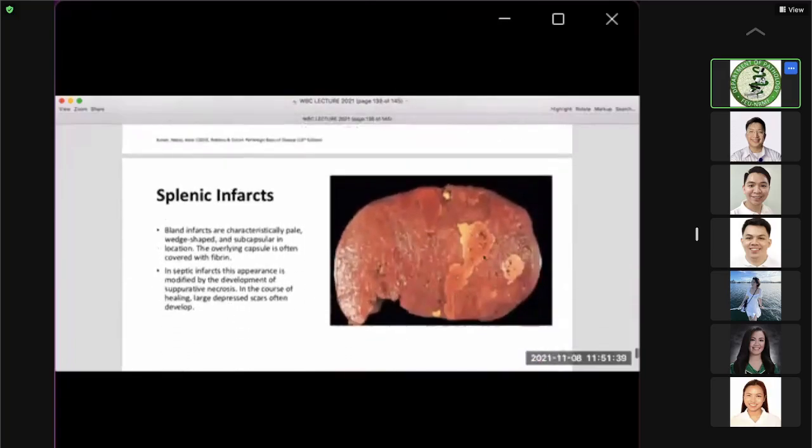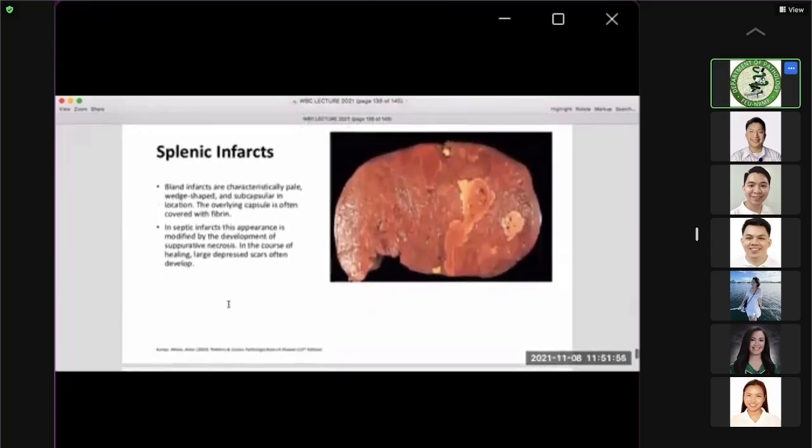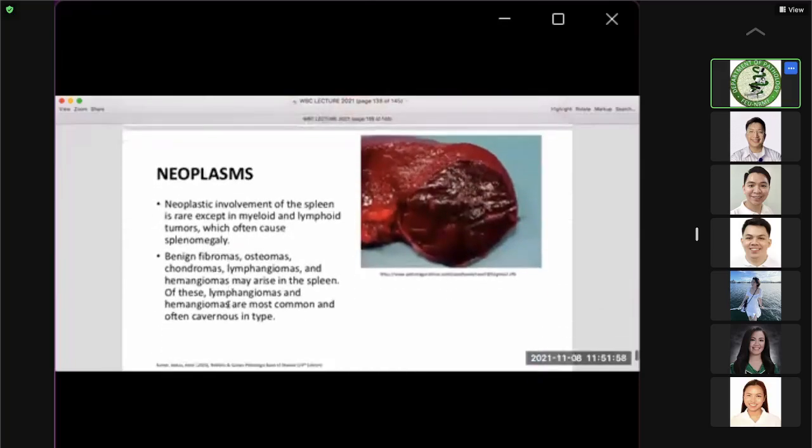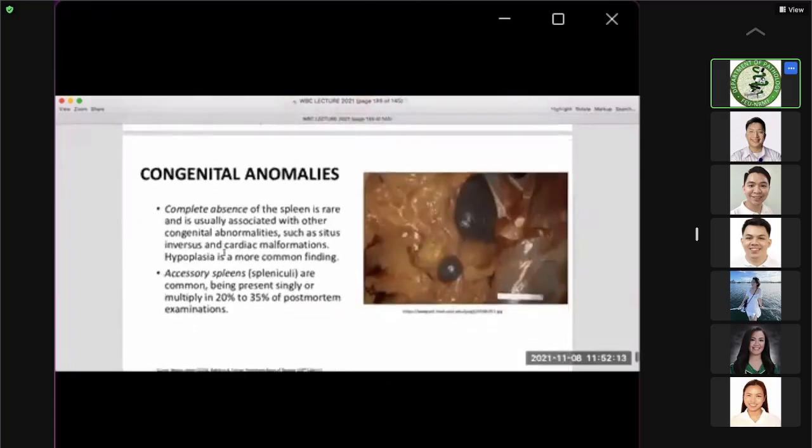Infarct, we have here. Blood infarct, white infarct. Pale, with that wedge shape. Okay. Septic infarct, where this appearance is modified by development of suppurative necrosis. So depressed scars form during the healing process. Neoplasms can also occur. They are rare except in myeloid and lymphoid tumors, which often cause splenomegaly. Benign fibromas, stromas, so these are the different neoplasms that we get to observe there.